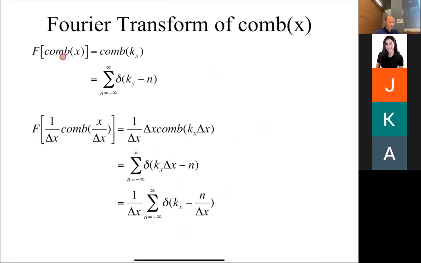And the nice thing about the comb function is the transform of a comb is just a comb. So that's nice and easy to remember. So that just leads me to a delta function in kx. And therefore, if I have a comb of x over delta x, then I can use the scaling theorem to say that that's just going to give me a comb of kx delta x. These scaling factors cancel out, and I'm left with this impulse train here, where now the impulses occur every 1 over delta x spacing. Okay.